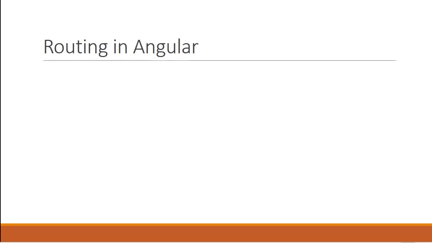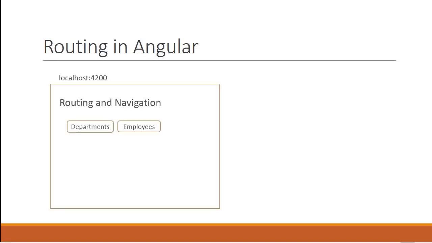In this video, we are going to learn how to navigate between two different views with button clicks. So when the user navigates to the URL localhost:4200, we display a title that says routing and navigation. And below the title, we are going to have two buttons. The first one says departments and the second says employees.